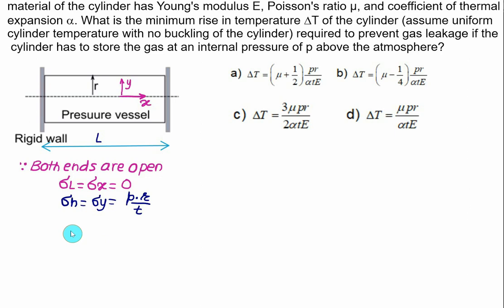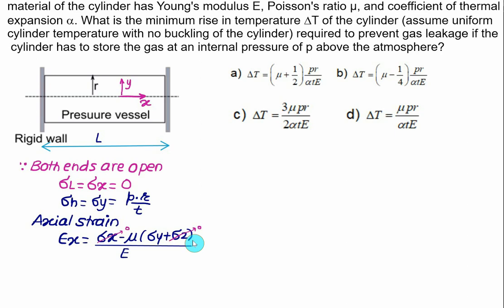Now because of the two stresses produced here, that is sigma x and sigma y, a strain is produced. So let's calculate here the axial strain. Axial strain will be epsilon x. Epsilon x is equal to sigma x minus mu times sigma y, sigma z in the case of a thin cylinder is always equal to 0, divided by Young modulus E. Now this time the value of sigma x is equal to 0, and the value of sigma z is equal to 0.